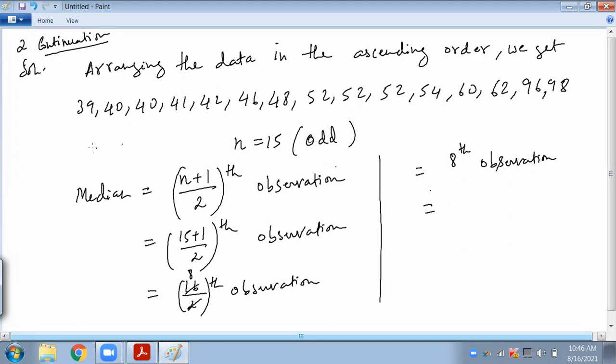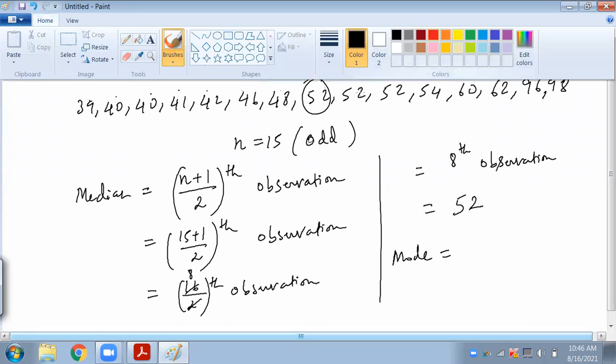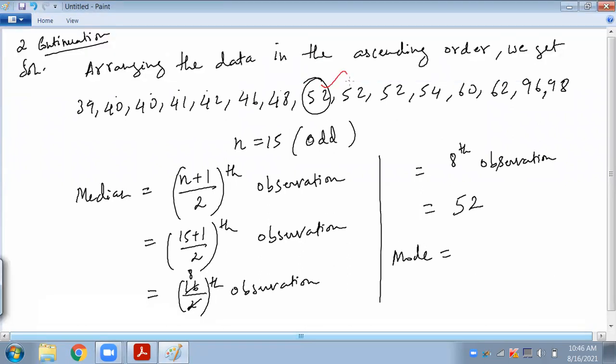And what is the 8th observation? 1, 2, 3, 4, 5, 6, 7, 8. It is 52. So the median we found out is 52. Then find the mode. Mode is, if you see the data in the ascending order, the maximum repetition is 52. 52 is repeated 3 times. So the maximum repetition is the mode, so mode also will be equal to 52.